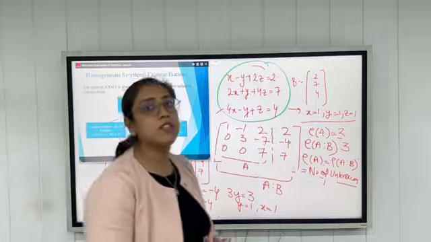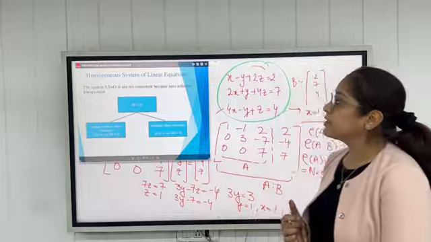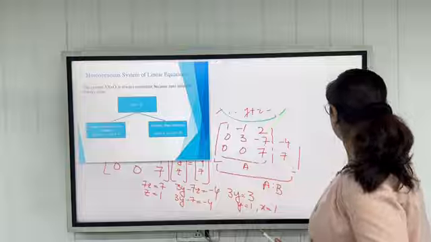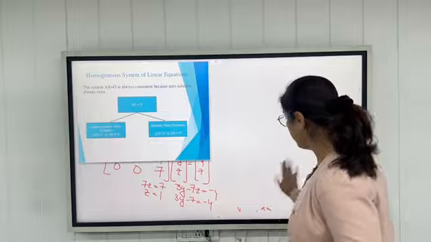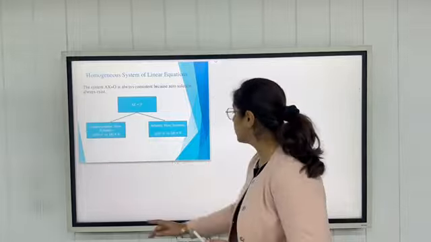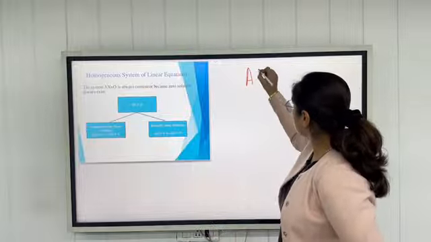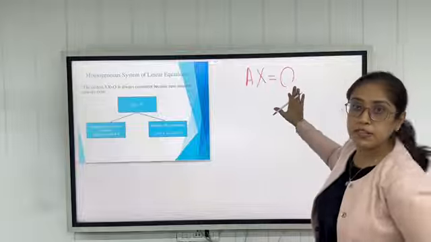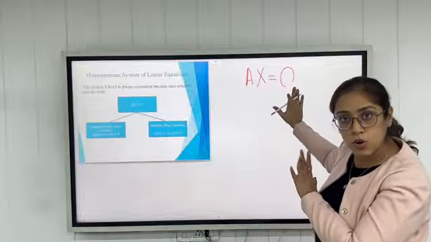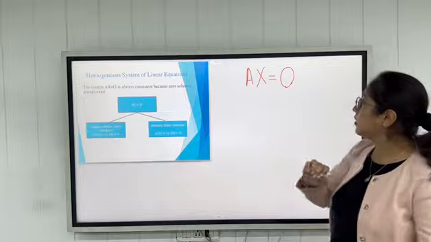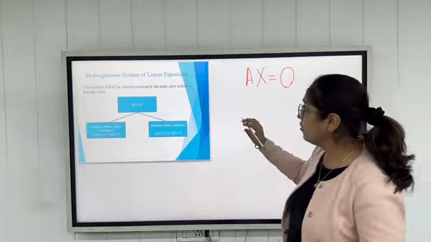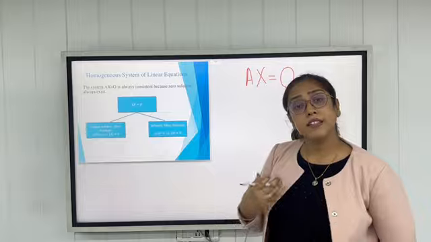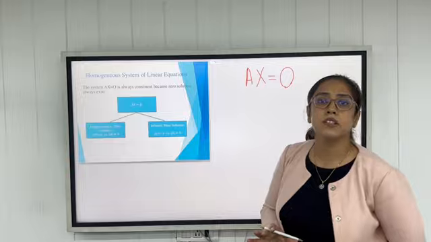Next is the homogeneous system of linear equations. Homogeneous means Ax equals 0. So what is the major difference between the non-homogeneous and homogeneous? A homogeneous system can be written in this form. I have already told you that b1, b2, up to bn must all be 0 in the homogeneous case. One of the most beautiful things about the homogeneous system of linear equations is that the 0 solution is always a solution of a homogeneous system of equations.